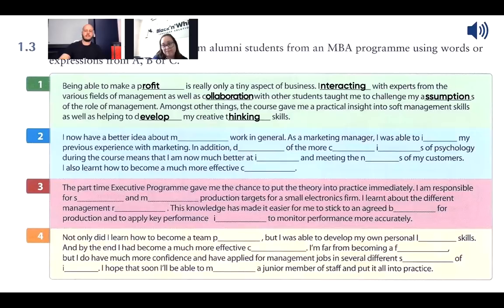All right, let's check it out. Managerial, integrate, discussion, complex issues, identifying needs, communicator.